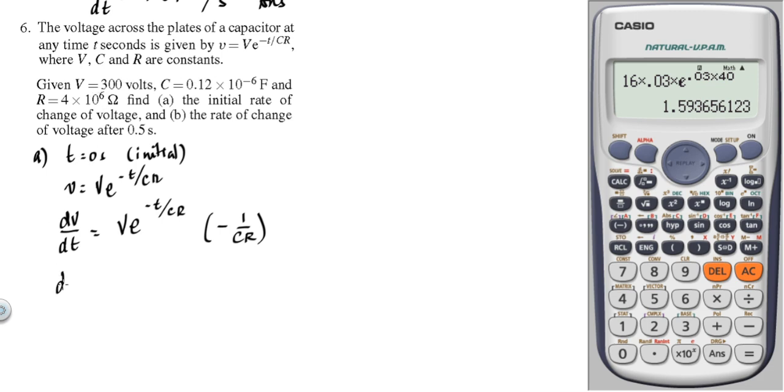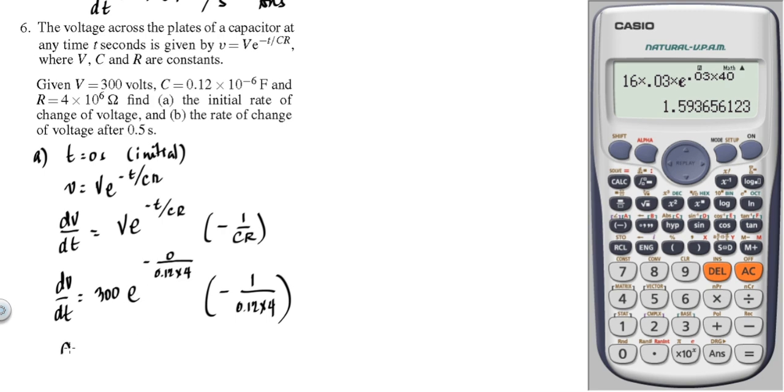So, let's write. So, dV over dt is equal to 300 times e. Okay? And initial, so 0, no? So, sulat na rin natin, minus 0 over CR. What is CR? 0.12 by 4 times 10 to minus 6 times 10 to the positive 6. So, 1 lang yan. So, hindi ko na sinulat dito. Okay. So, here, minus 1 over 0.12 by 4. Okay, e raised to 0, or 0 over any number, 0. Then e raised to 0 is 1.